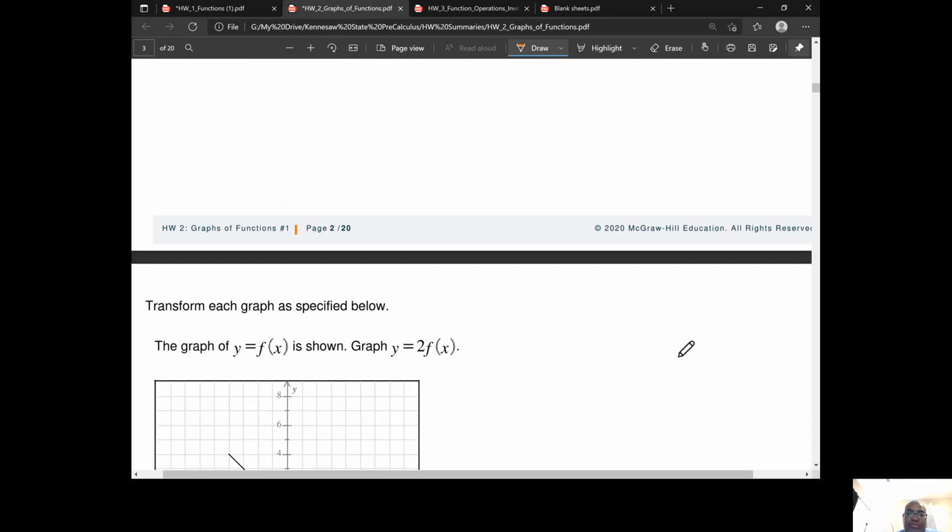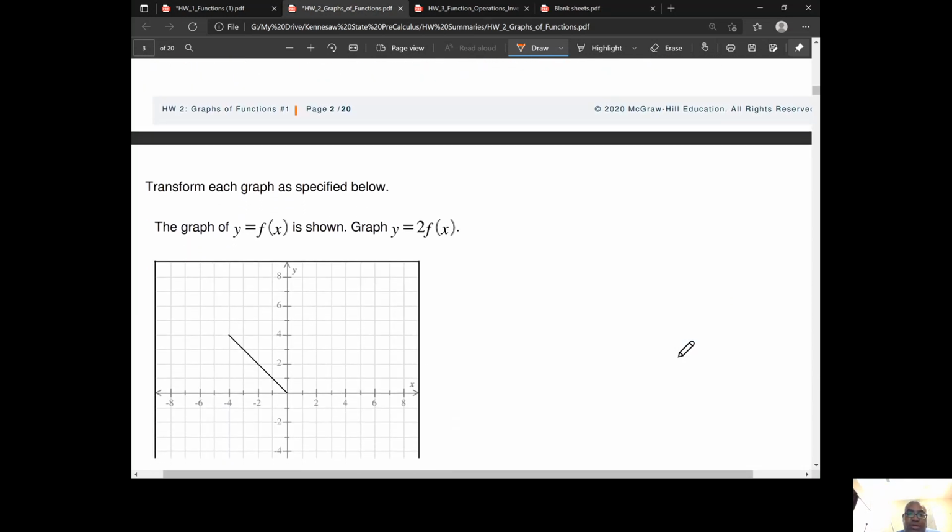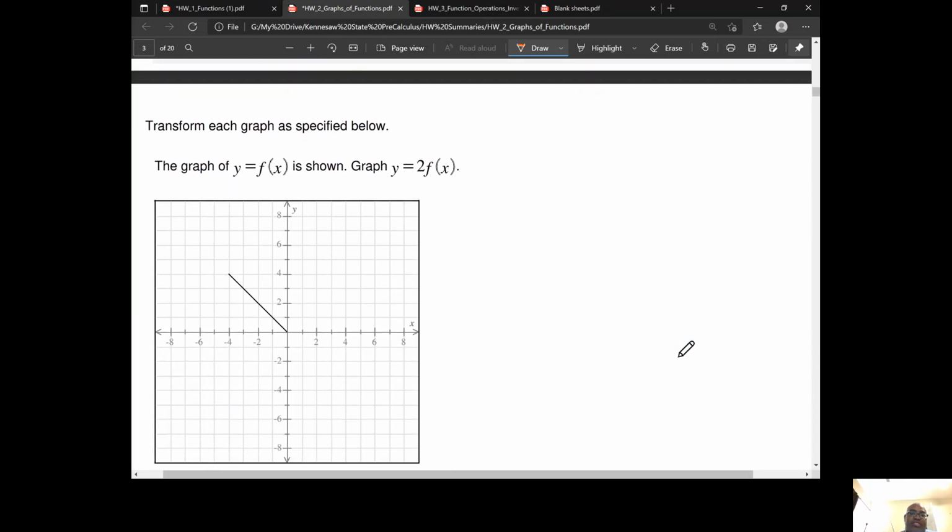Let us continue. Transform each graph as specified below. The graph y equals f of x is shown. Graph y equals 2 times f of x. What we're going to do is go point by point: 0, 0; -2, 2; -4, 4.